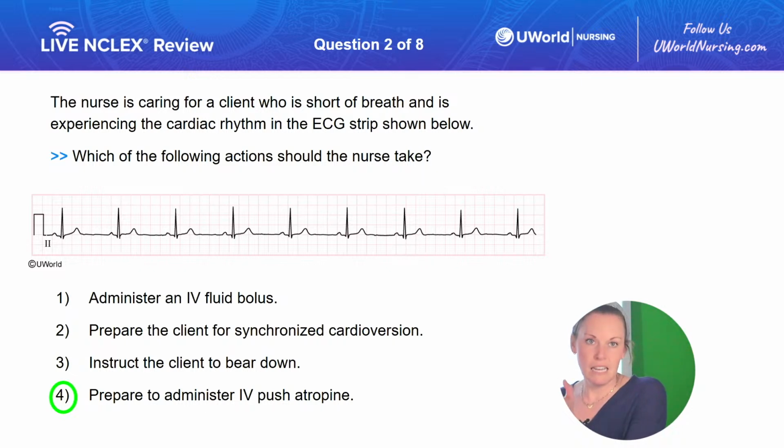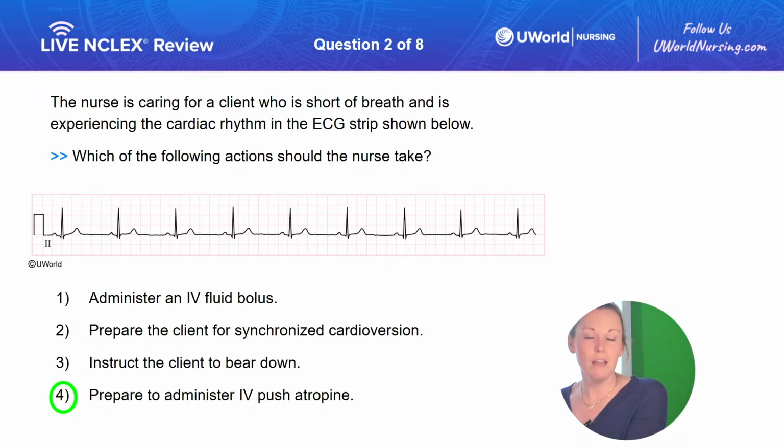We can tell this again if we count those R's, which are those tall peaks. On the 10-second strip, we have 9 R's. We're going to multiply that by 6, which is 54. So we have bradycardia here. But again, all the essential elements of normal sinus rhythm are here. So we have a P wave before each QRS complex.